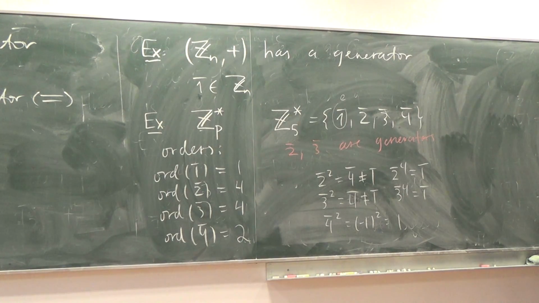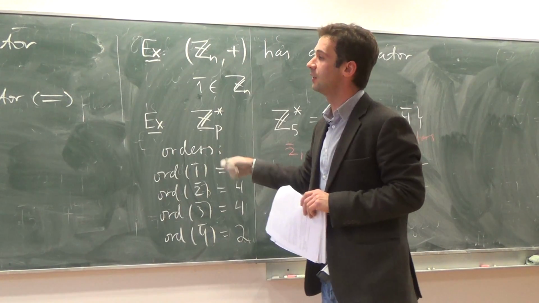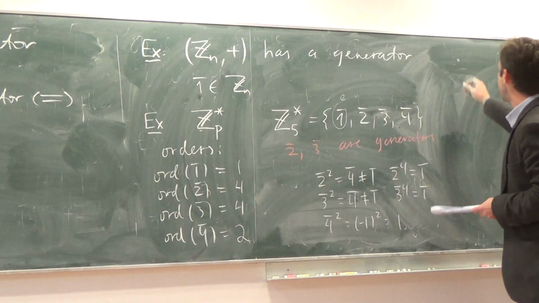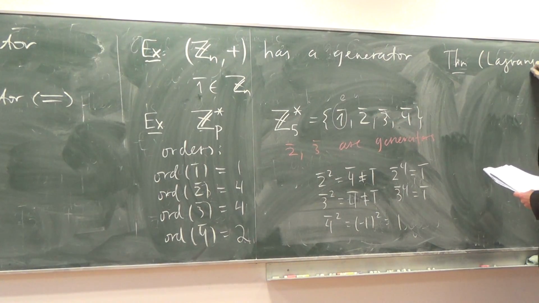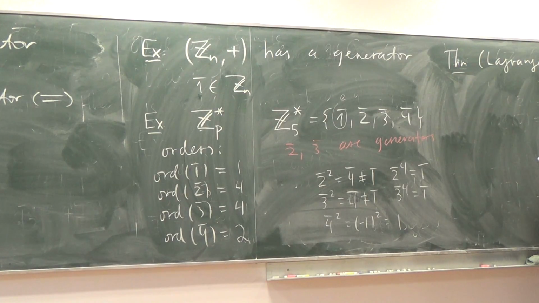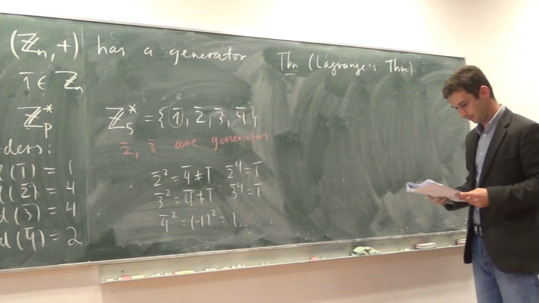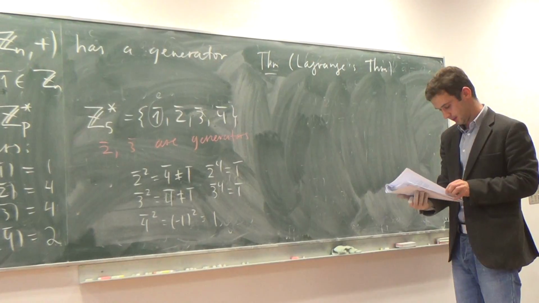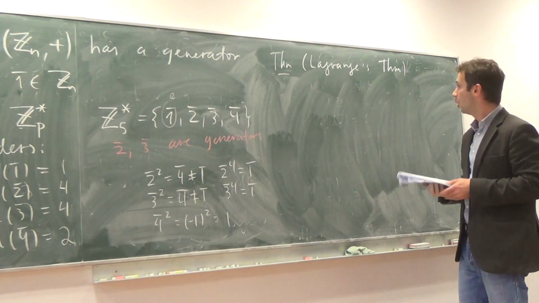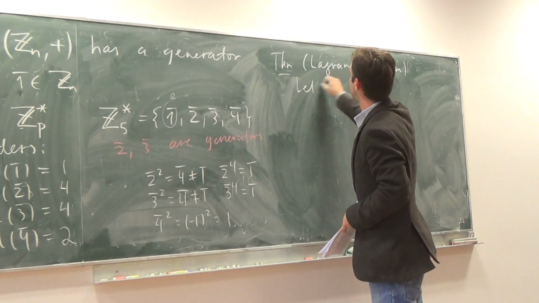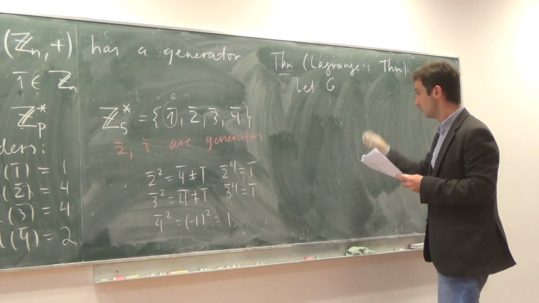Okay, so now we need some general fact from group theory to see how orders of the elements are related to the order of the group. And this is called Lagrange's theorem. Okay, so the following is true. So let G be a finite group.